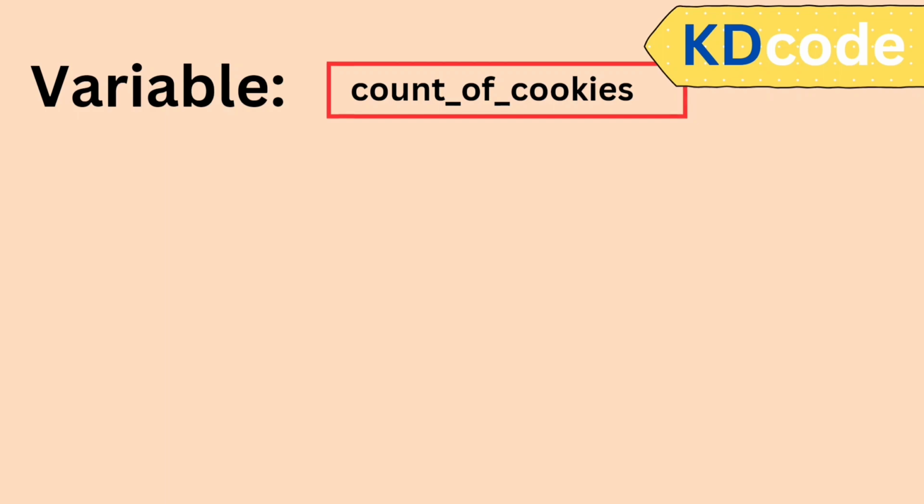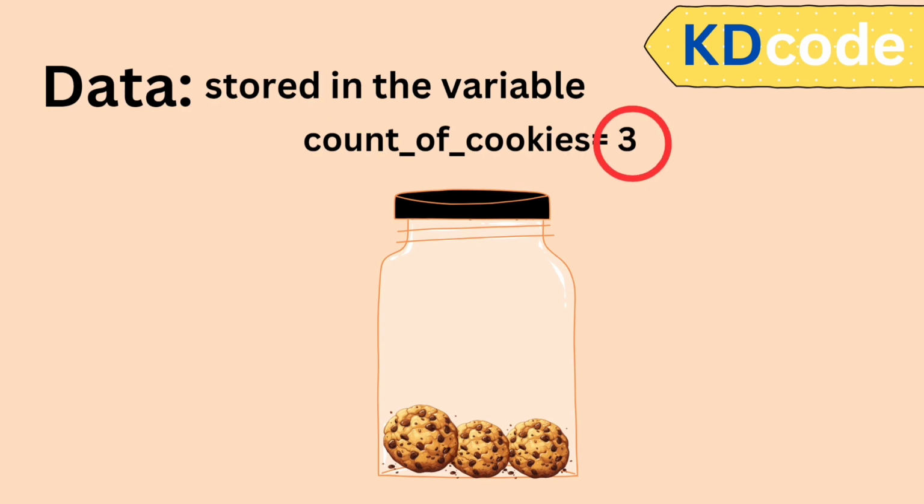And the next one is data. Data is nothing but the value which we store in the variable. From our example, count of cookies is our variable. See here, this jar is having 3 cookies. Here the jar is our variable and the cookies inside the jar are our values. So this variable is having the value 3. I hope the concept of variable is clear to you.